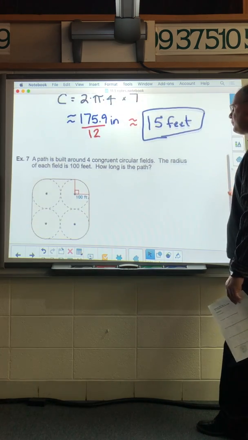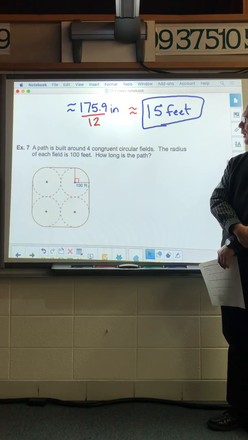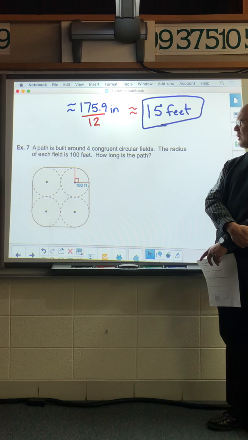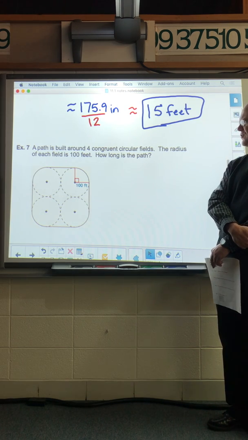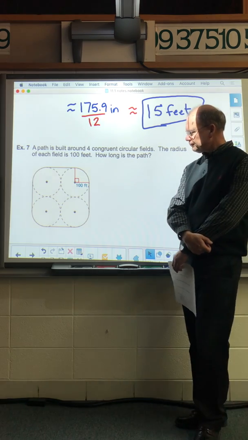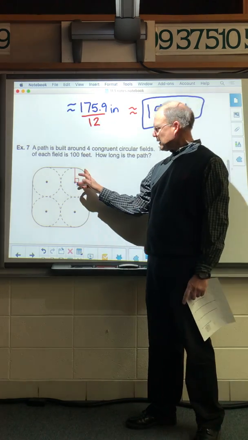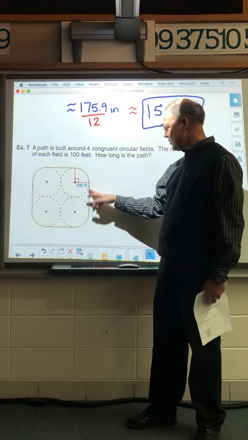Last one. A path is built around 4 congruent circular fields. The radius of each field is 100 feet. How long is the path? And so we're looking for the distance around the outside of this figure here.